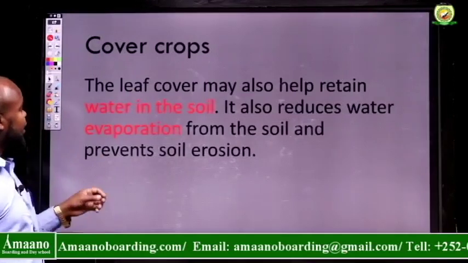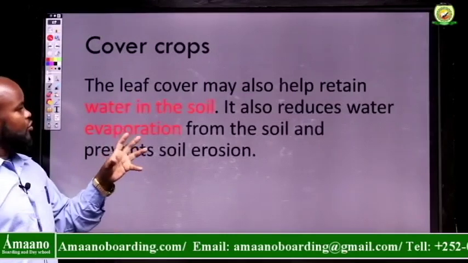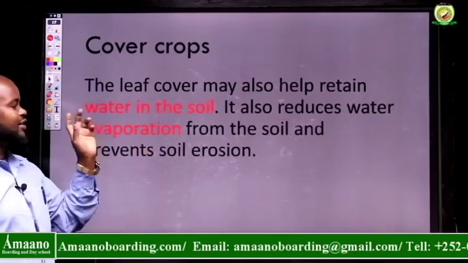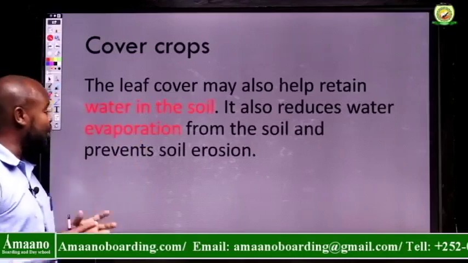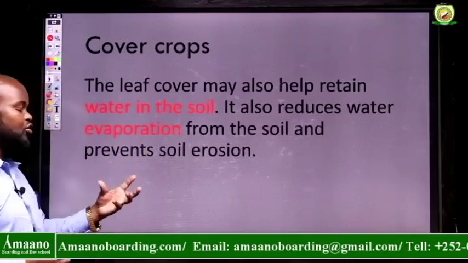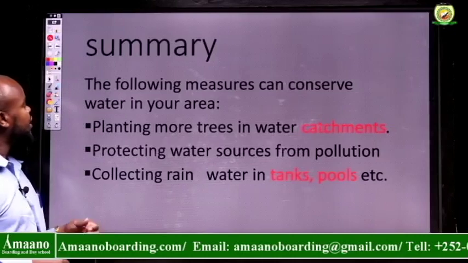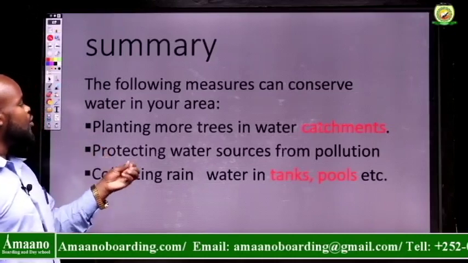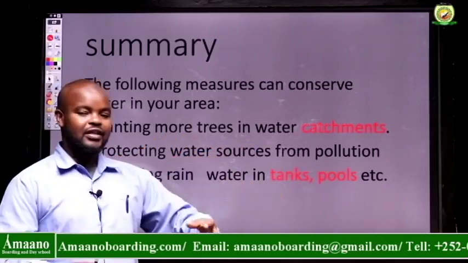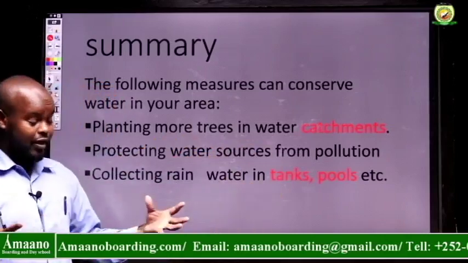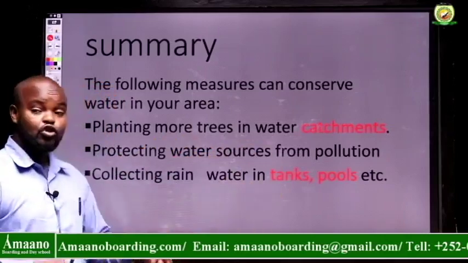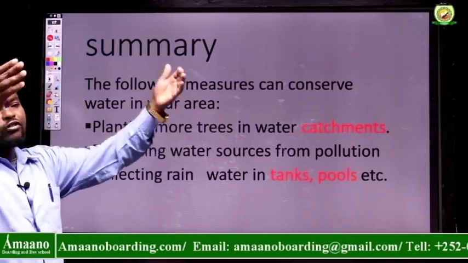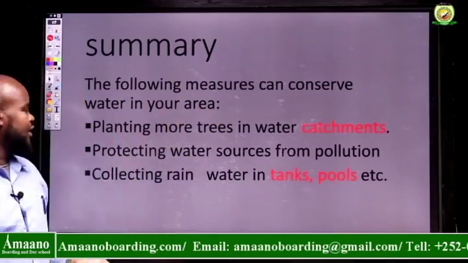The leaf cover may also help retain water in the soil. Yes, it prevents evaporation from the soil and prevents soil erosion. The following measures can conserve water in your area. Planting more trees in water catchments. In areas where there are water catchments, you plant a lot of trees. It will prevent the overflow of water from these water catchments.